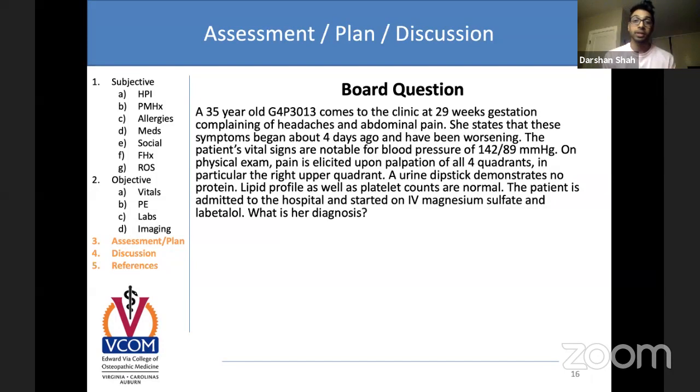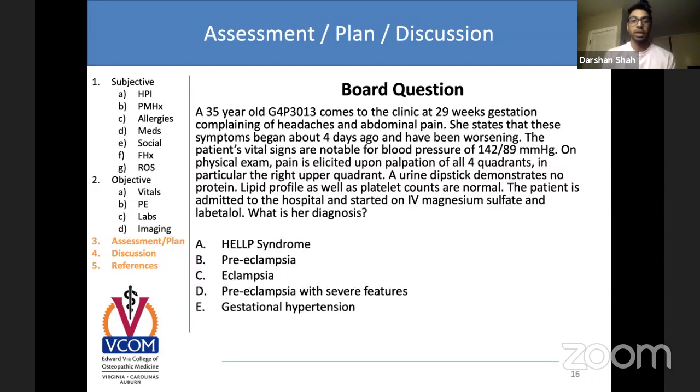A urine dipstick demonstrates no protein. Lipid profile as well as platelet counts are normal. The patient is admitted to the hospital and started on IV magnesium sulfate and labetalol. What is her diagnosis? So here's the option. So I'll let you guys think about what does the G4P3013 mean.